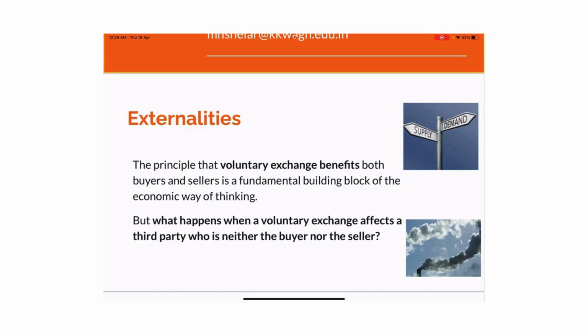The point is, what would happen, let us say, when this voluntary exchange between the buyer and seller affects a third party? It means that the third party is neither the buyer nor the seller, but still it is affected. It could be positively affected or negatively affected.